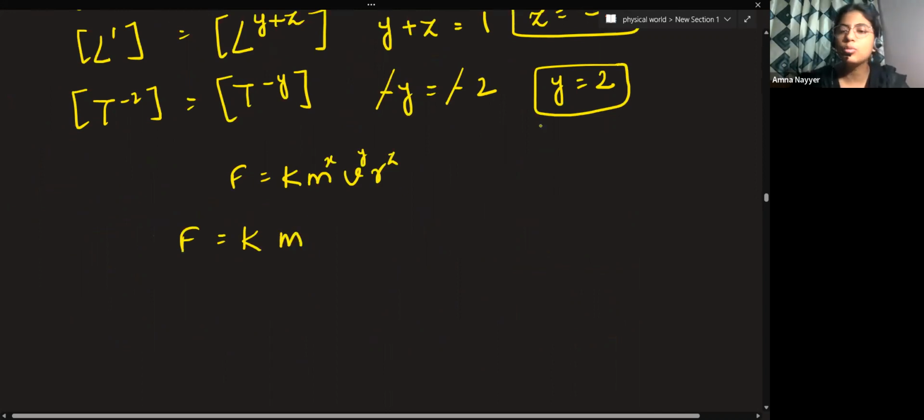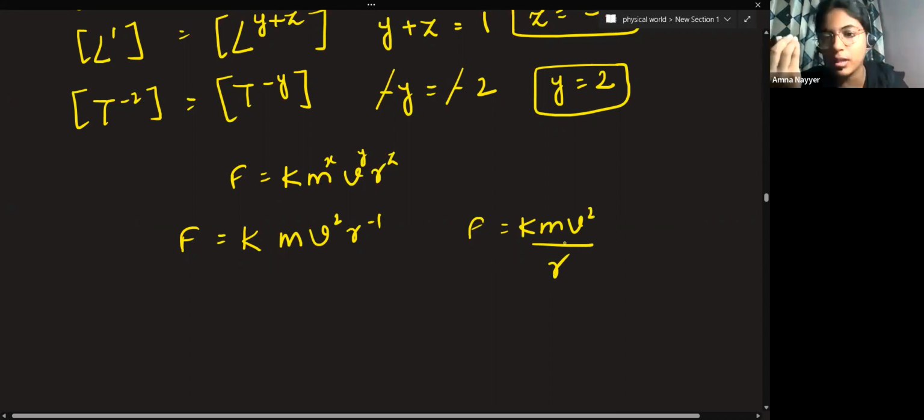Y is 2, so it becomes v square. R is what? R is minus 1. What you can do is put R in the denominator to make the power positive. This becomes mv squared divided by R. And this is the formula of your centripetal force that you get.